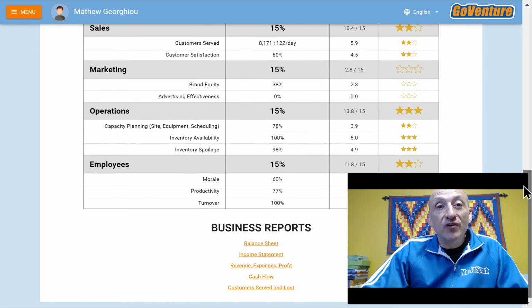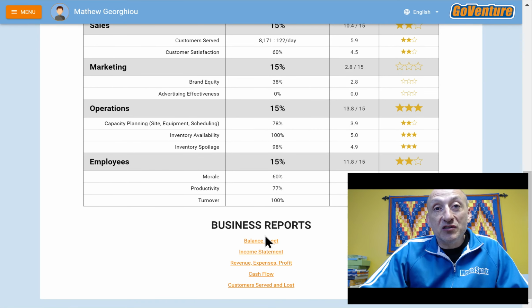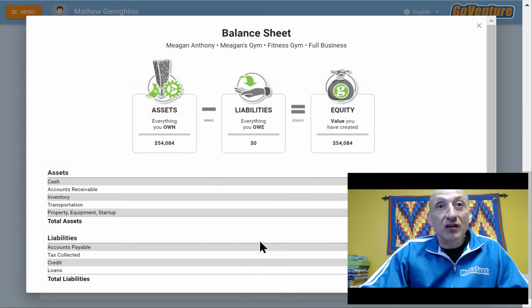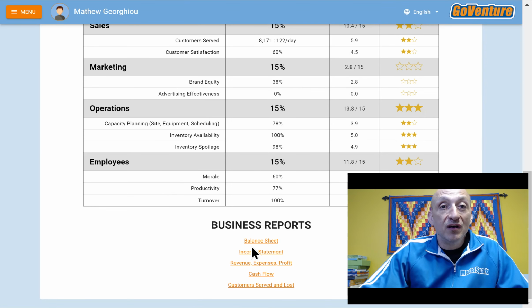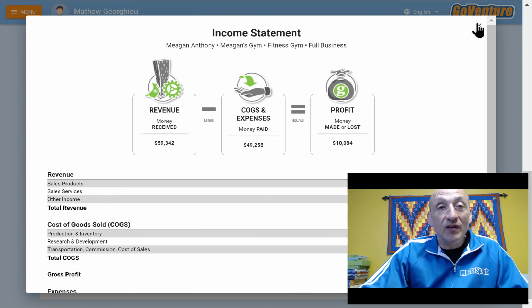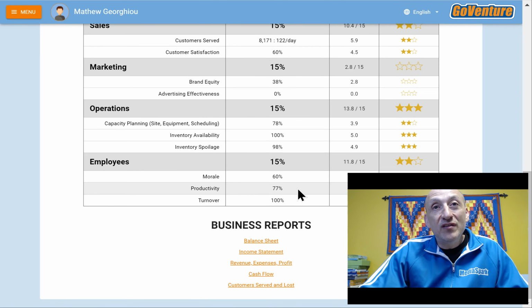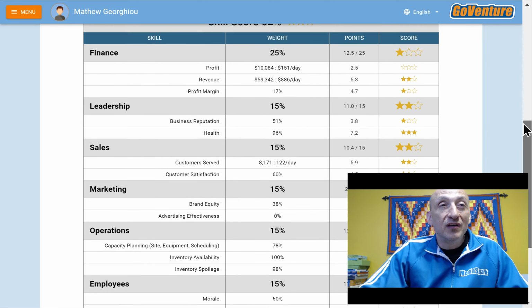As I scroll further down, you can see I have access to business reports. So myself as a player or my instructor or facilitator can bring up detailed financial reports and take a deeper dive in any particular area of the business. Like here, we have a balance sheet. We have income statement or P&L. We have cash flow reports. Everything and anything a real-world business owner would need to help them be successful is in the simulation.